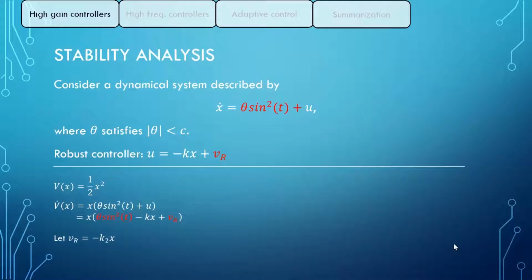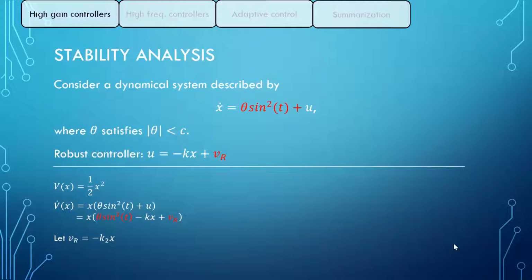So here in the high gain or robust control, we have two terms. One is minus kx and the other one is VR. And I say VR is a robust term. If you notice that VR is basically minus k2x, which is similar to this minus kx structure, right? So basically they are the same.